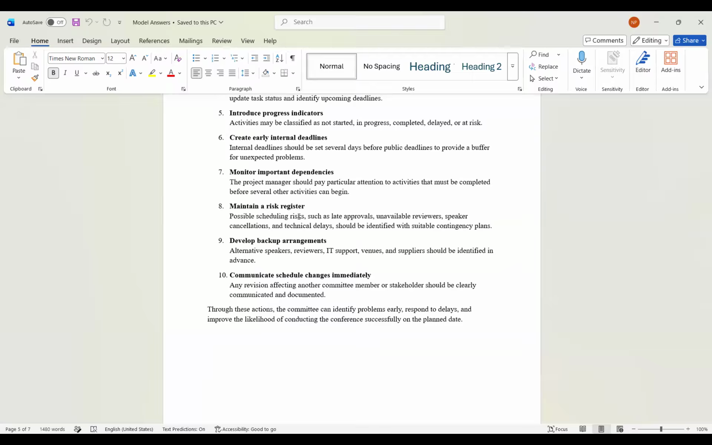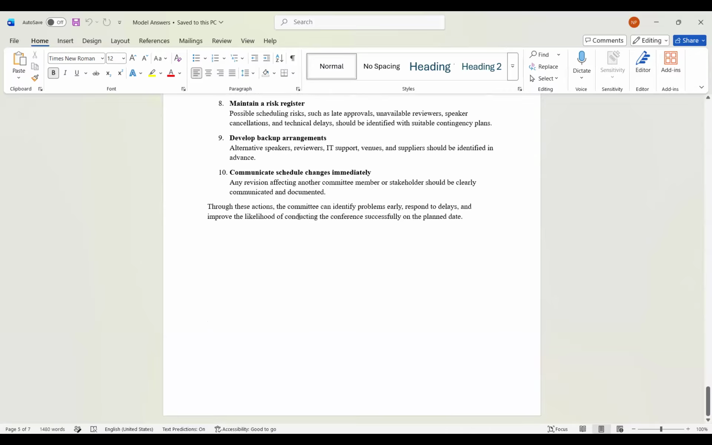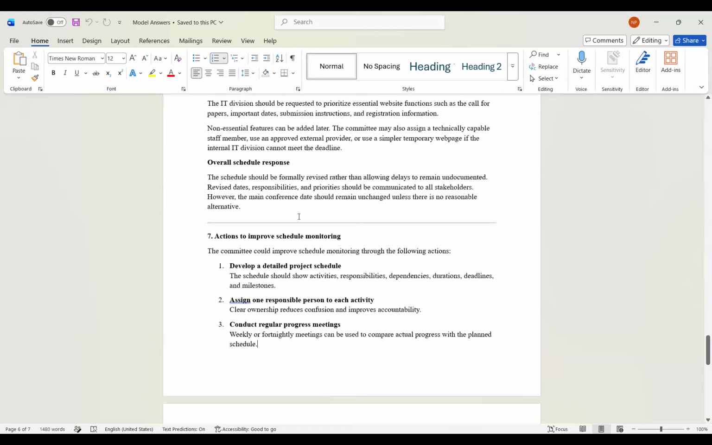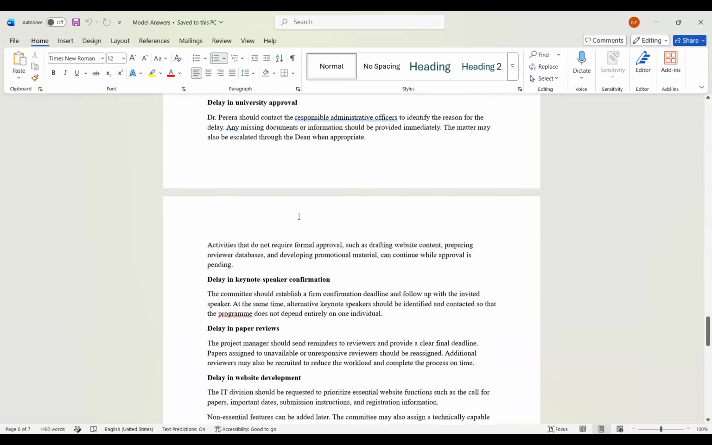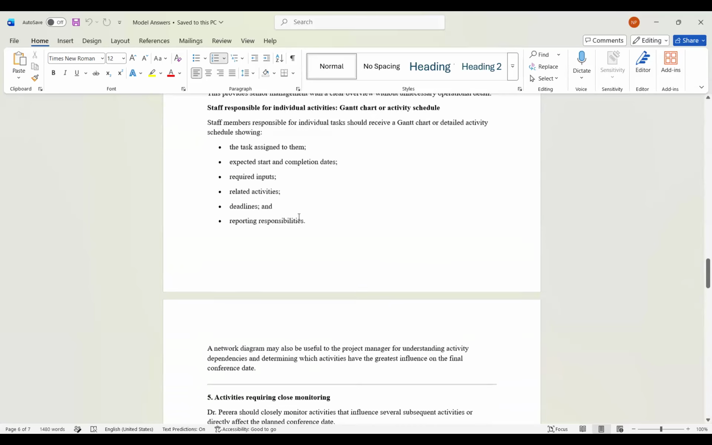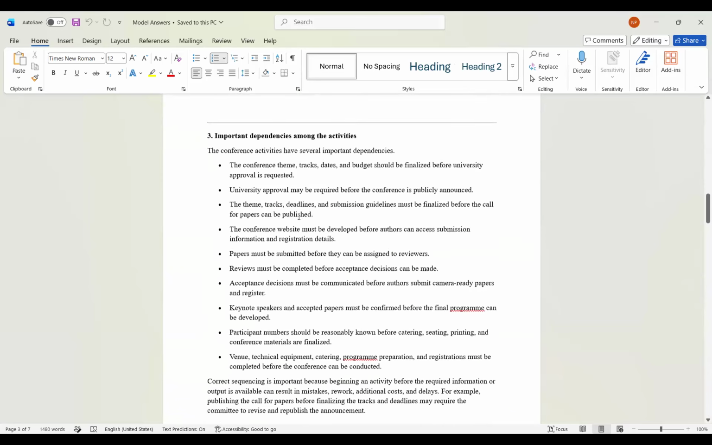And then you need to communicate any changes to the schedule immediately. So any revisions affecting another committee member or stakeholder need to be clearly communicated and documented, right? So this is a model answer. You might have a different version, but of course the concepts would be the same.